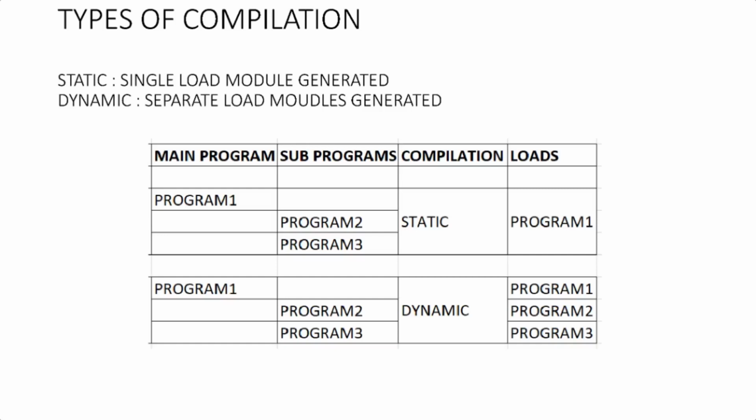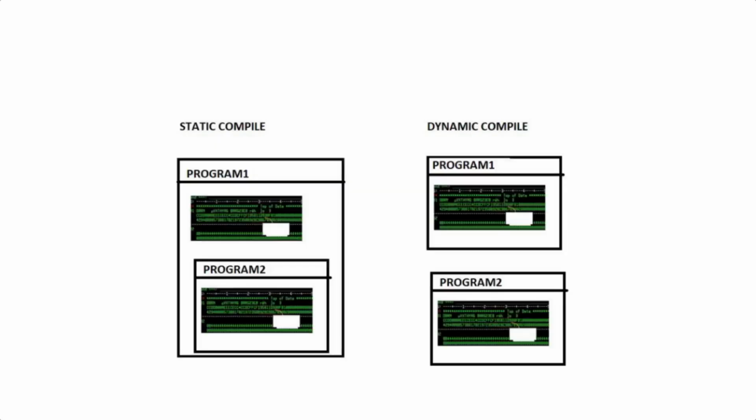So let's see an example here. Program 1 is calling program 2 and program 3. When we do static compilation, we will compile program 2 and program 3 first, and we will get separate load modules. Then we will compile program 1 as a static compilation, and we will get a single load module with all three functionalities. In dynamic compilation, we will get separate load modules. So this is the small difference, and we can observe this diagrammatically.